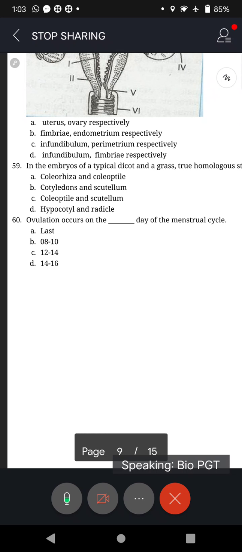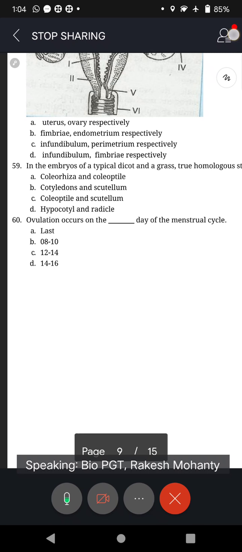This 14, 15, 16 is not universal, okay? Fluctuating will be there. On an average we take. So the release of ovum from the ovary during the menstrual cycle is called ovulation. Ovulation occurs in the middle of the menstrual cycle, that is on the 14th, 15th, 16th day of the start of the menstrual cycle. So here we are talking of only the duration, not the dates. Okay?